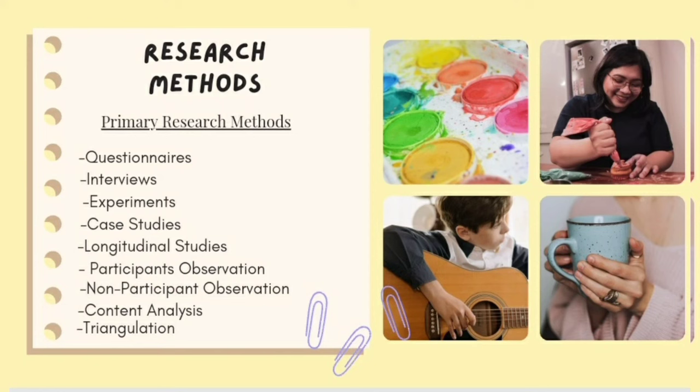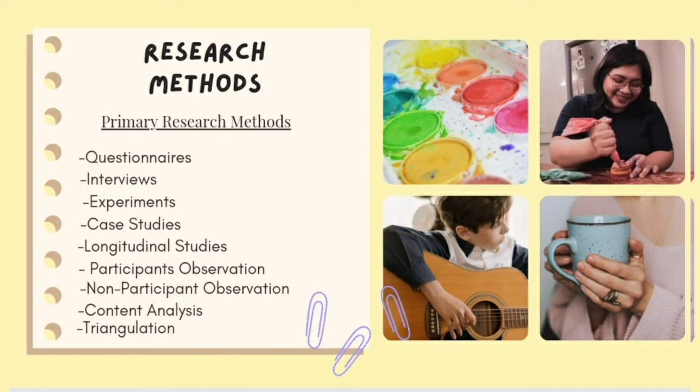Then you have participant and non-participant observation. In participant observation, as the name suggests, the researcher takes part in the study, and in non-participant observation, the researcher is not present with the group, but basically studies the group from a distance. So you understood what is participant and what is non-participant observation.